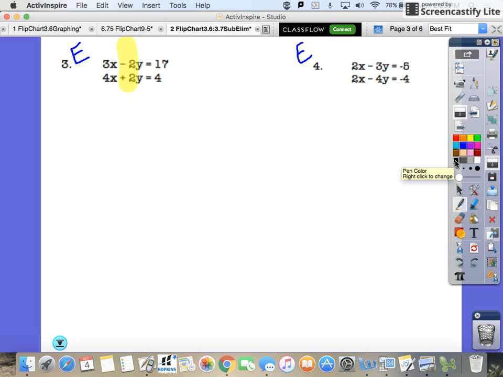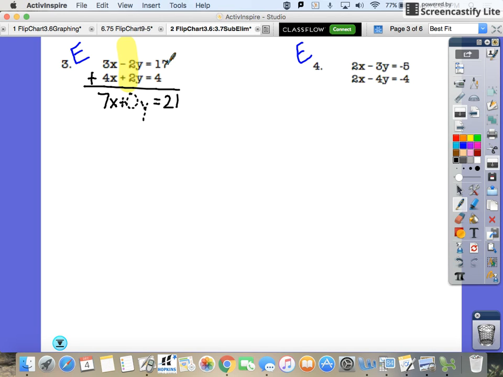But this first example is the best case scenario because all we have to do is add these. So we want these eliminated, or we want them to chunga chunga. And that's perfect. 3x plus 4x does not chunga chunga, but -2y plus 2y is nothing. They make 0. And that's equal to 17 plus 4 is 21. This is the part I always forgot to do. I always forgot to add those up.